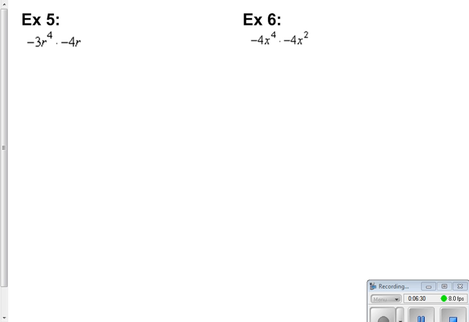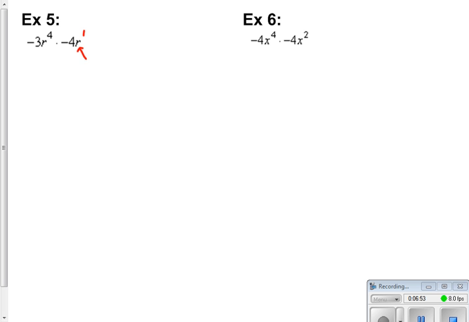Example 5, I want you to go ahead and work through. One comment that I would make here in example 5, when looking at this problem, that normally I see a lot of problems with, is r really has an exponent of 1. So go ahead and put that on your paper anytime you see that exponent is missing. Go ahead, pause the video, work through it, and we'll join back up.